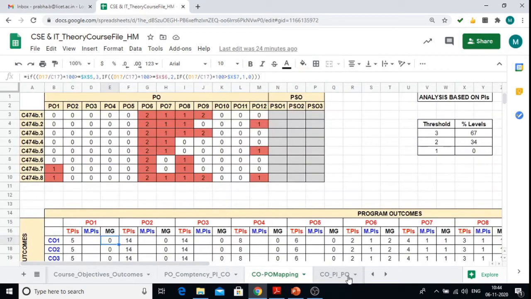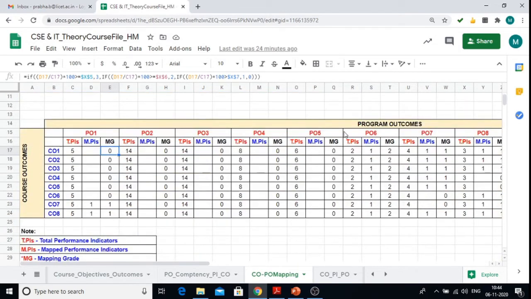In step number 2, we have to map CO with POs. We have to make a mapping between course outcome and program outcome with the help of mapped PIs. For that, this table is given. This table will map course outcome with program outcome with the help of mapped PIs. In column C, TPI refers to total performance indicators, MPI refers to mapped performance indicators, and MG refers to mapping grade.